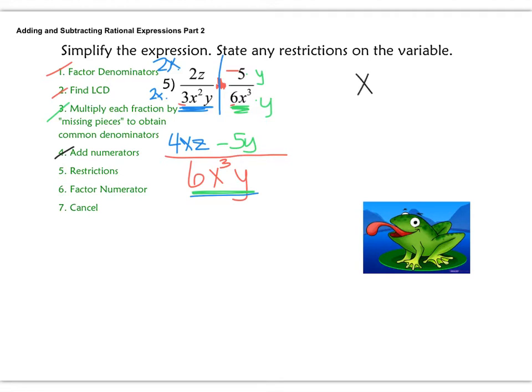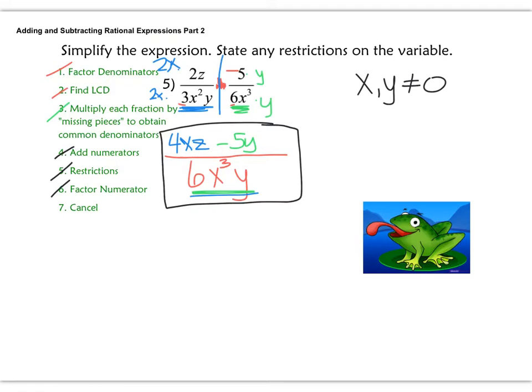Restrictions. So x and y cannot equal 0. If you would set 6x cubed y equal to 0 and try to solve that, 0 is what you would get, so that's what it cannot be. Factor the numerator. I can't take anything out of that, so nothing there. And then cancel anything you can, nothing actually cancels. So that is the rest of that problem. We are done.